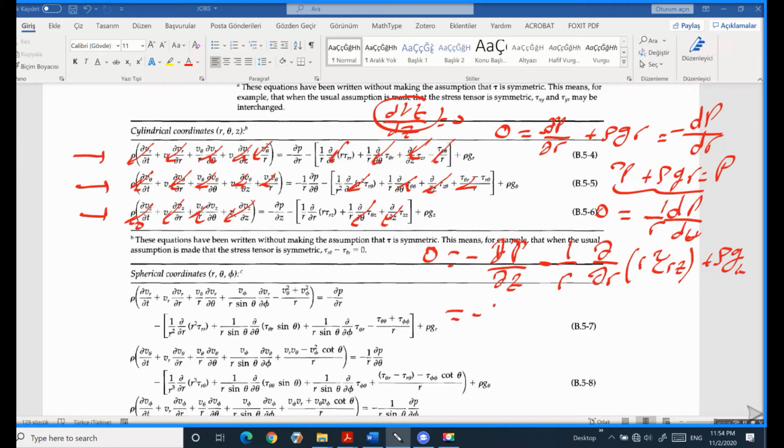We can just write in the new variable dP over dz, and this is also going to be minus 1 over r d over dr of r. We can write this as minus mu, since mu is constant, dvz over dr, and we can take this out. And this is going to be plus, and we can also take this mu outside since it's constant. We can write this in this form. Okay, this is our equation of motion.